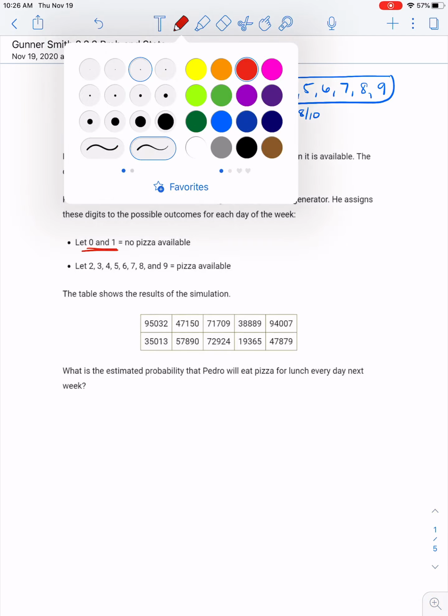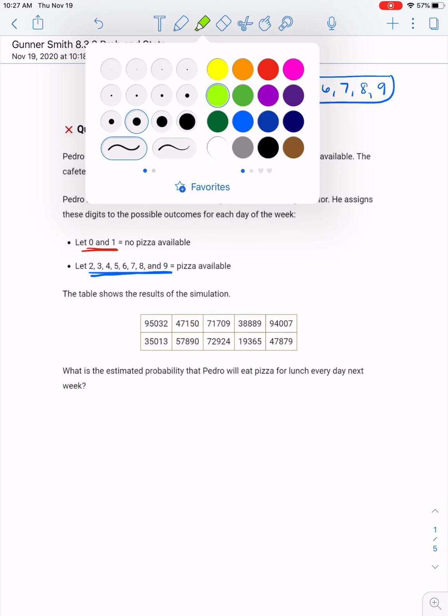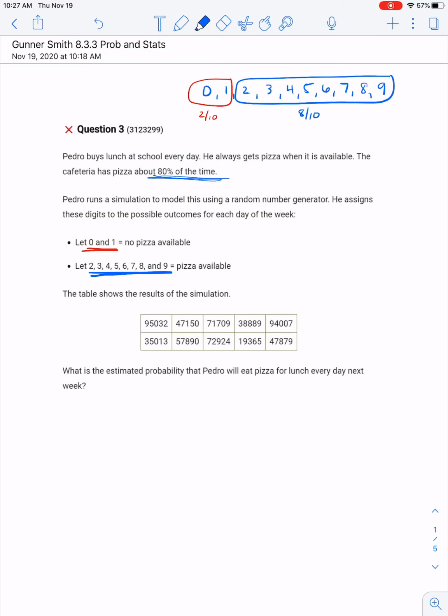So 2 out of the 10 numbers represent that pizza is not available, and 8 out of the 10 numbers represent that pizza is available. I'm going to use a blue highlighter here to represent when pizza is available, and a red highlighter in my chart to show when there's no pizza available.